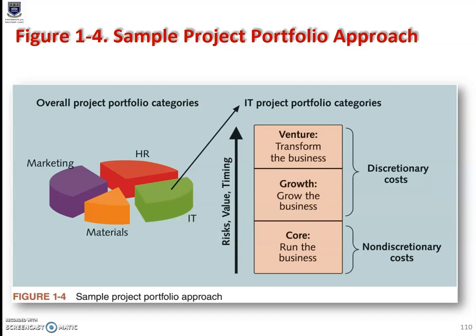Notice the arrows in the center of figure 1.4. They indicate that the risk, value, and timing of the project normally increase as you move to core or venture projects. However, some core projects can also be high risk, have high value, and require good timing. As you can see, there are many factors involved in portfolio management.